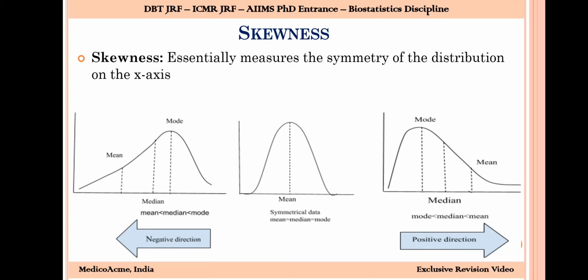Why? Because generally mean is greater than median is greater than mode in the positive skewness, and here mode is greater than median is greater than mean in the negative. So if you say mean, median, mode, that is in descending order, which is positive skewness. Positive: mean, median, mode. Here mode, median, mean, that is the negative direction. So you can remember it in this way also.